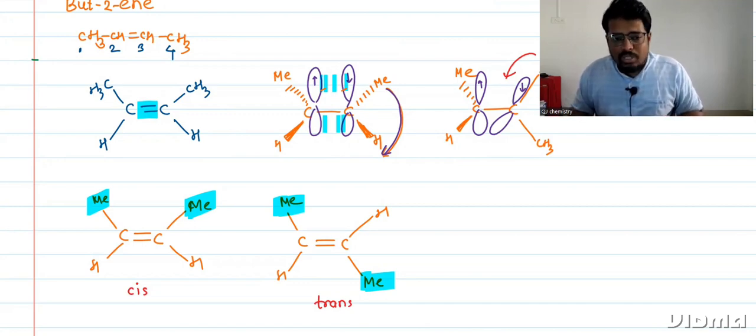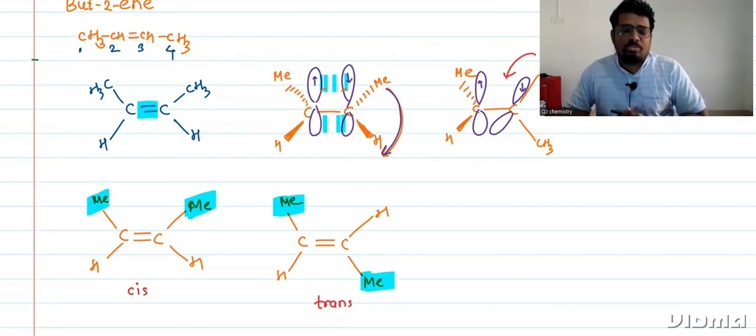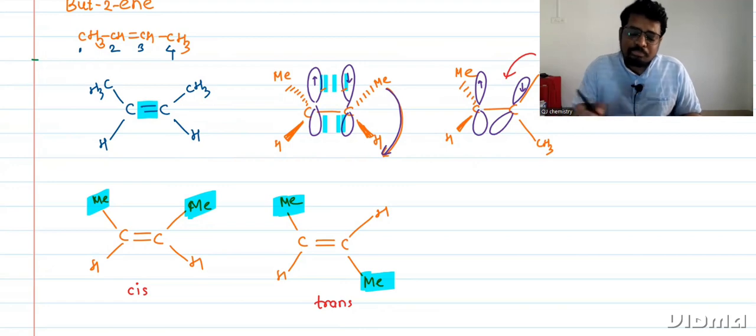So these are the two different compounds. And these two different compounds are possible because of what? Because of the arrangement of the atoms in space. Because of their different arrangement of atoms in space, these two compounds have different physical properties, right? So they have different physical properties.